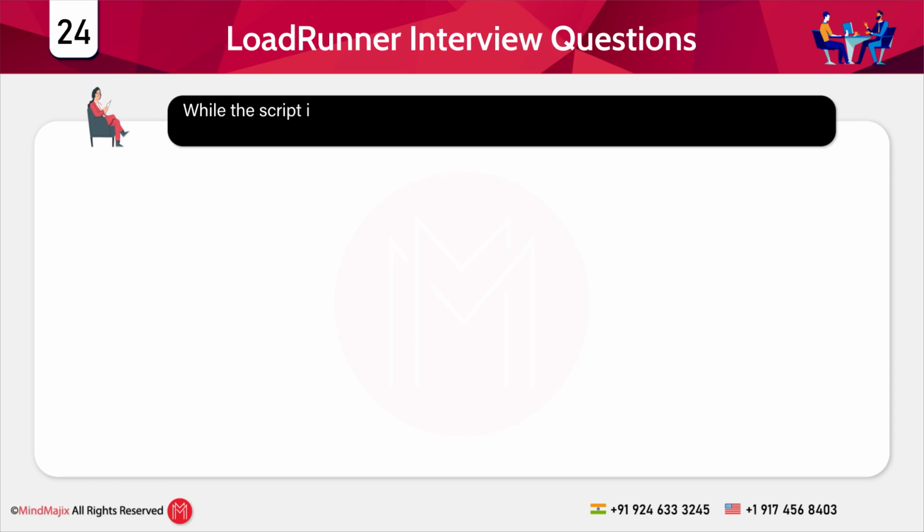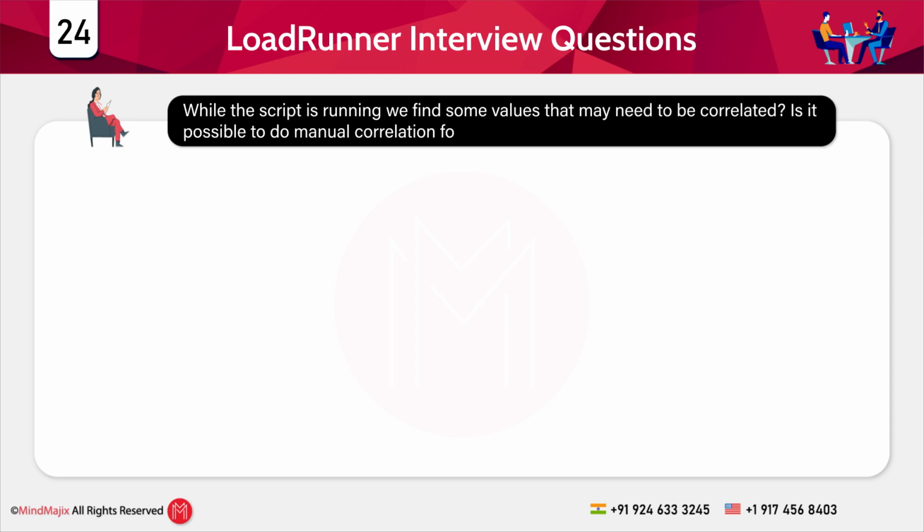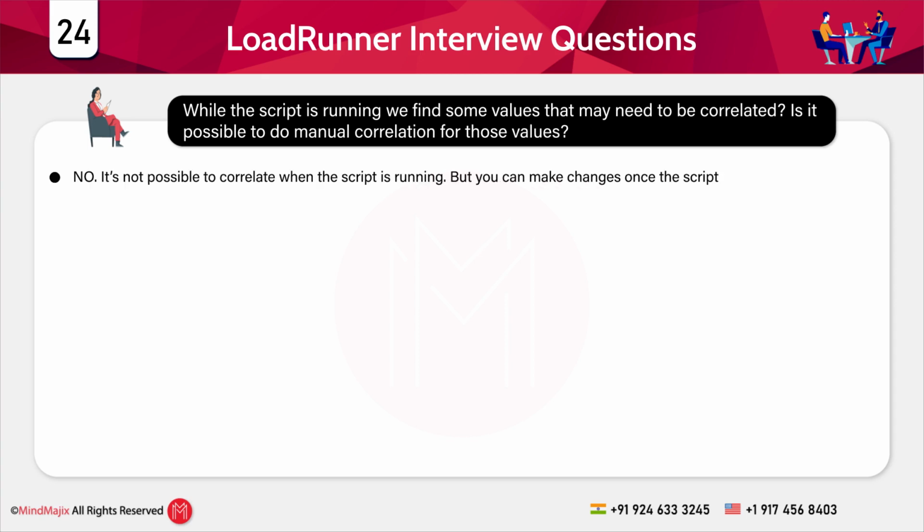While the script is running, we find some values that may need to be correlated. Is it possible to do manual correlation for those values? No, because the script is running. But once the script has been stopped, you can manually identify them, or even then you can automatically select the design studio and do the correlation.